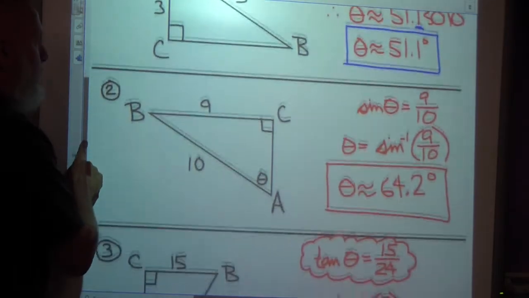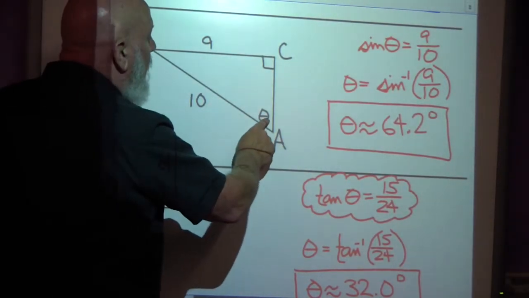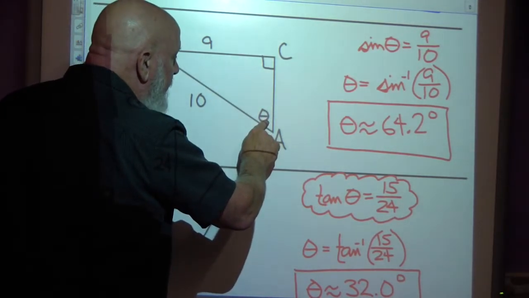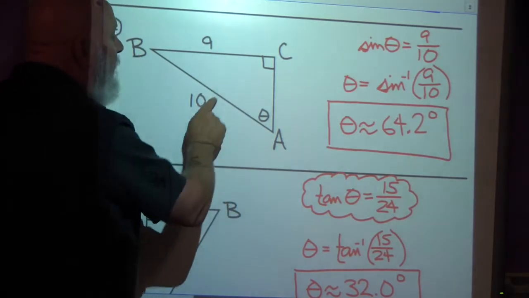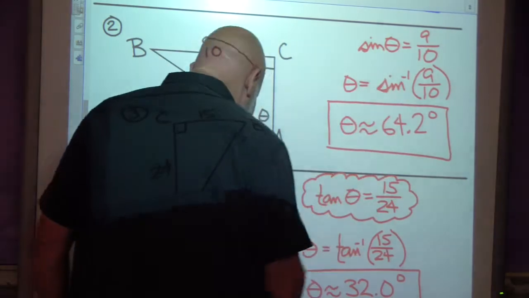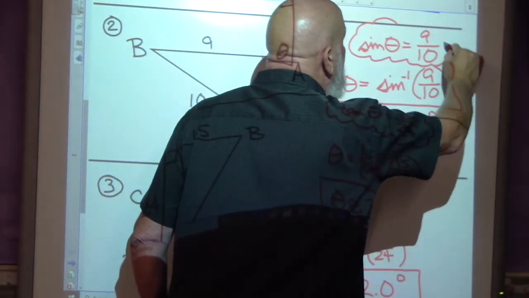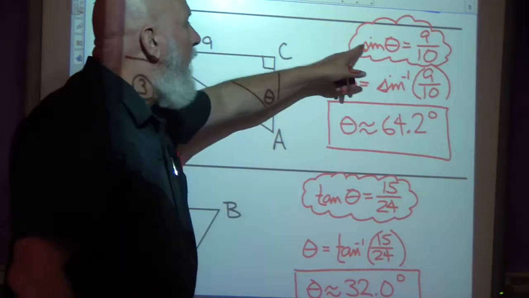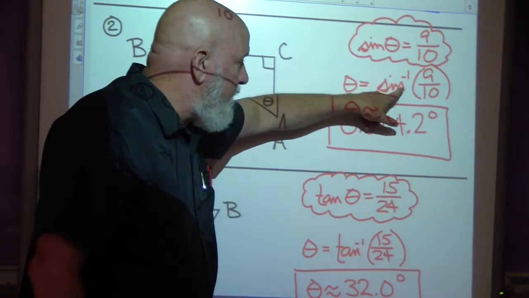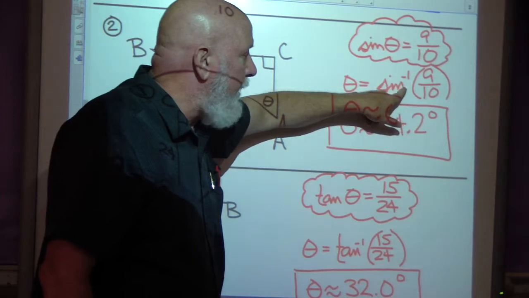Okay, now I'm going on to number 2, and we looked at this and we just analyzed it for a second. I said, well, if I say the sine, here's my angle, this is my given angle. If I say the sine of theta, I'm going to go opposite over hypotenuse, and hey, I've got everything I need. So I'm thinking this. You don't have to write it, but you can. I'm thinking this. And I say, well, if the sine of theta is 9 over 10, then theta is the inverse sine of 9 over 10. That's what this little symbol means right here, inverse sine.